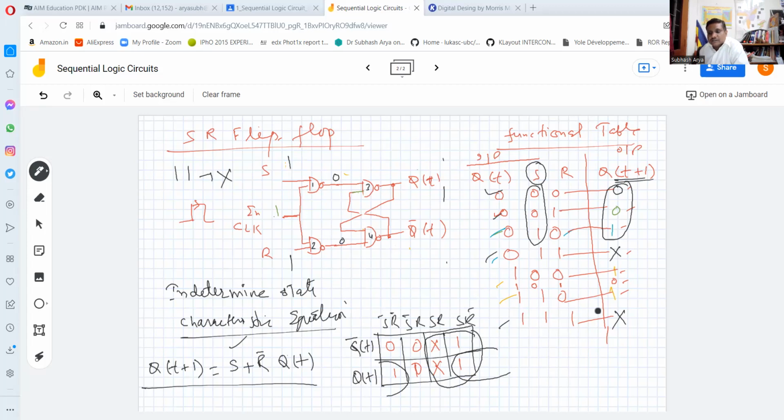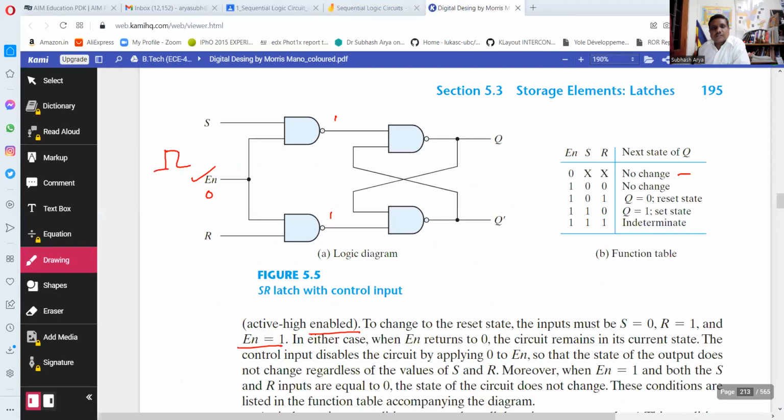Now next, these cases are R bar. R bar means if it is 0, then it will be 1. Here, if R is equal to 1, Qt plus 1 will be 0. If R is equal to 0, Qt plus 1 will be 1. So this is the meaning of it here. So this is the characteristic equation of SR-Flip-Flop.